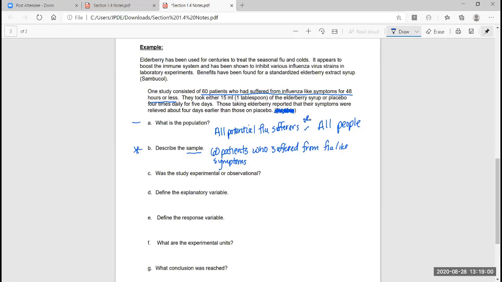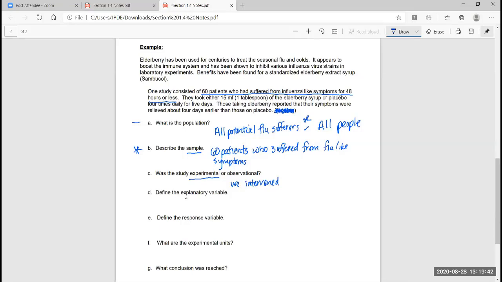Part C, was it an experiment or observation? And sometimes you'll see experimental, an experimental study, or an experiment, an observation, or observational study. Did we intervene? Yeah, we intervened. We gave them elderberry syrup or a placebo. So it's definitely an experiment because we intervened. Now, sometimes students say, well, you intervened and then you observed whether they got better or not. There's always going to be observation. The difference is whether you intervened to try to change what was happening.